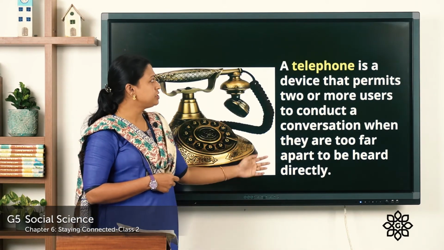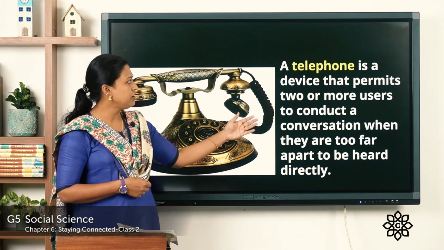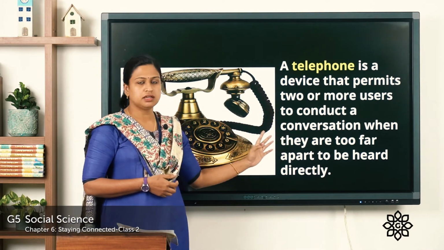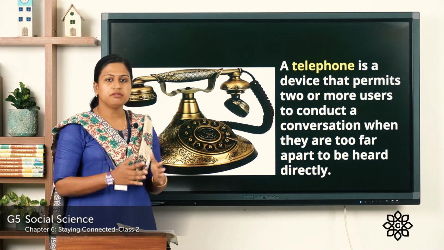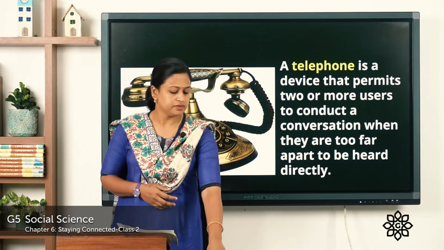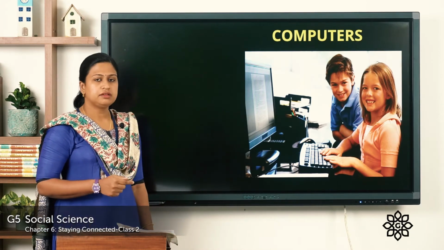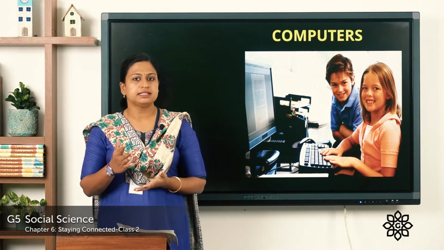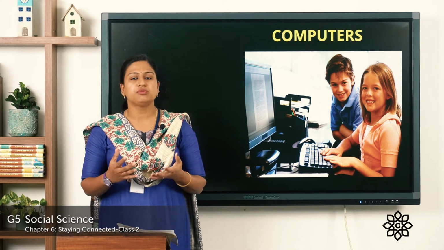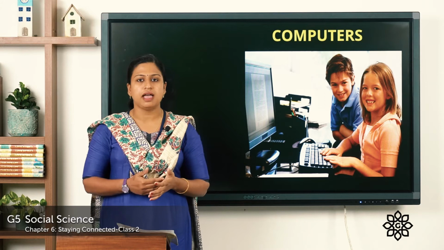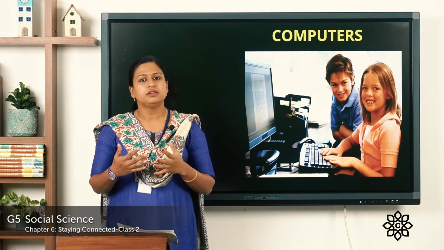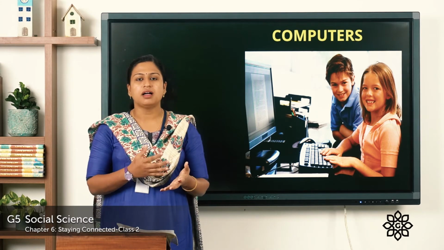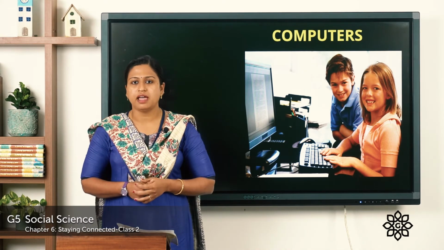So this is a definition of telephone. A telephone is a device that permits two or more users to conduct a conversation when they are very far away. The next means of communication is computers. So we know that it is an electronic device which we use to make our work easier and faster. Nowadays we can see computers everywhere and they have become a daily part of our life.